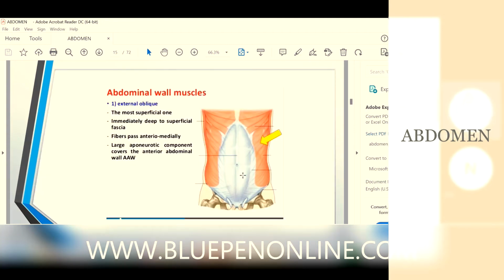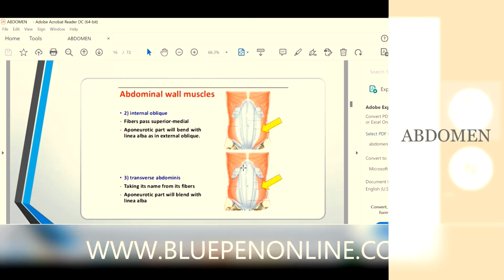So first is the external oblique. Did you see the external oblique on both sides? Okay, this is the most superficial muscle, just below your superficial fascia. Here you can see the fibers running anteromedially, and a large aponeurotic component which covers the anterior abdominal wall. Then next is the internal oblique.